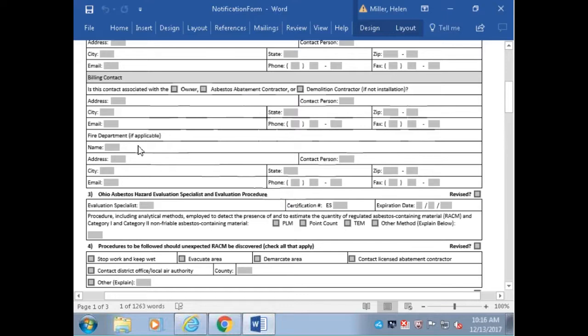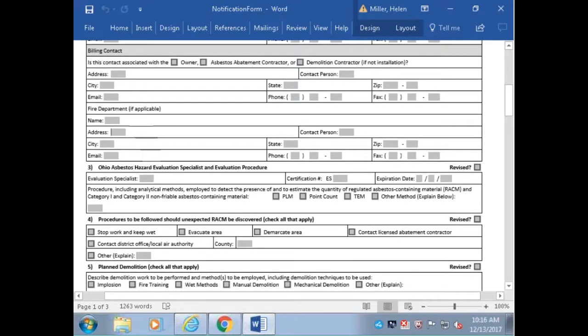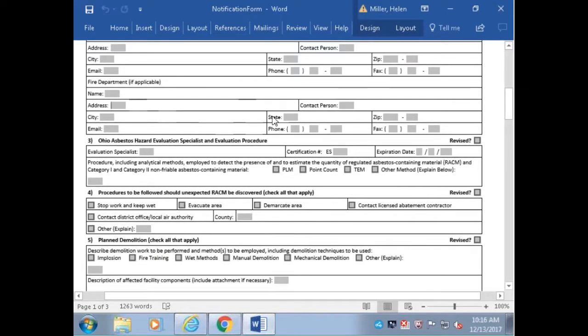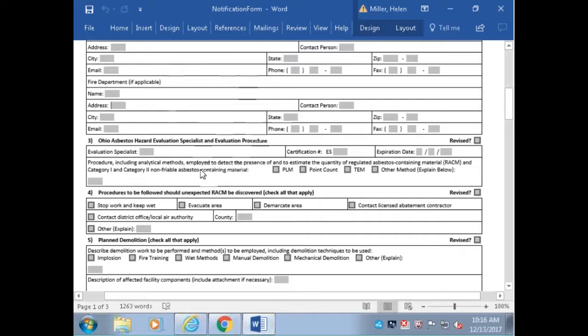And then, of course, we've got the fire department information available: name, address, contact, city, state, zip, email, phone, and fax. Nothing too out of the ordinary from what you're used to on the current EPA notification form. This is just the general information section.